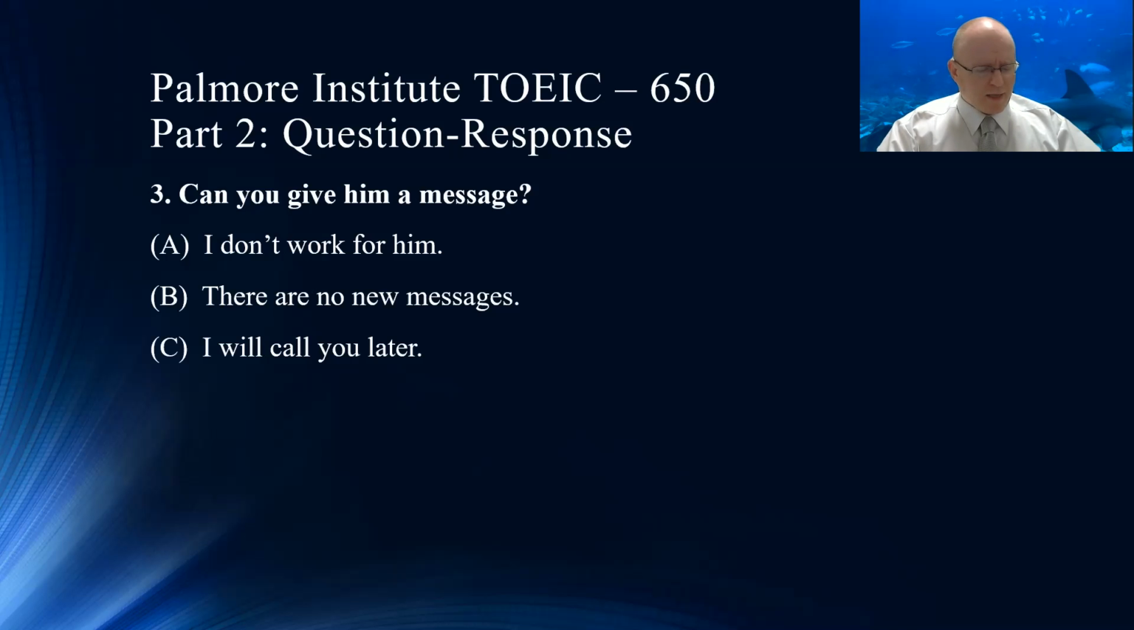With answer choice A, I don't work for him. The meaning behind this sentence is, it is not my job or responsibility to give him a message. So no, I won't give him a message. So answer choice A would be the best answer choice. If you're not sure, try to eliminate the incorrect answers. If you can eliminate one, you have basically 50% chance of getting the answer correct. And of course, if you can eliminate two answer choices as being incorrect, you're going to get the correct answer.